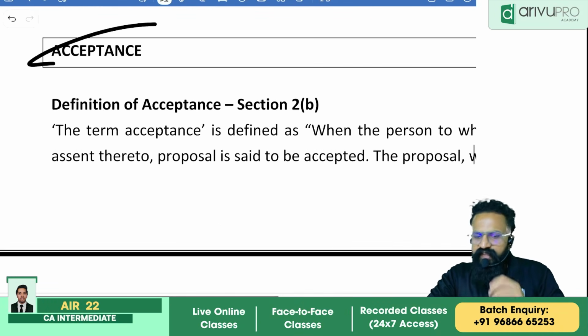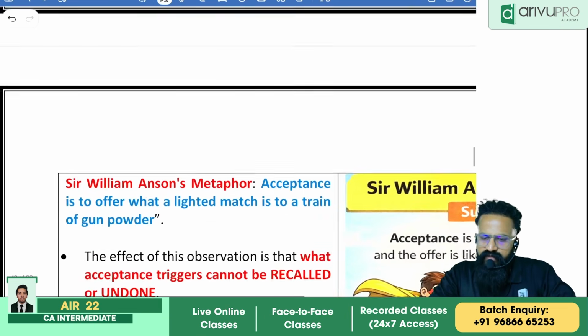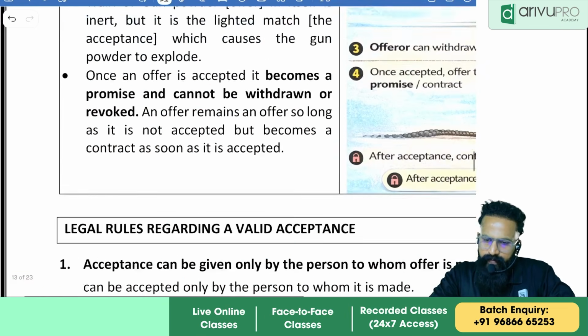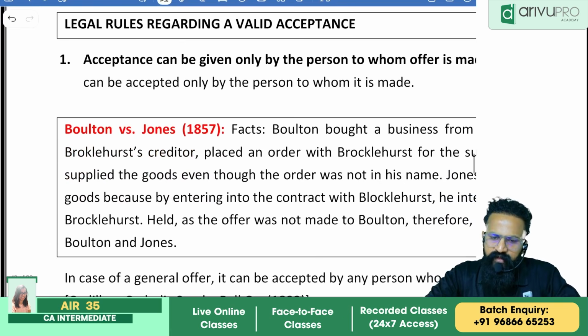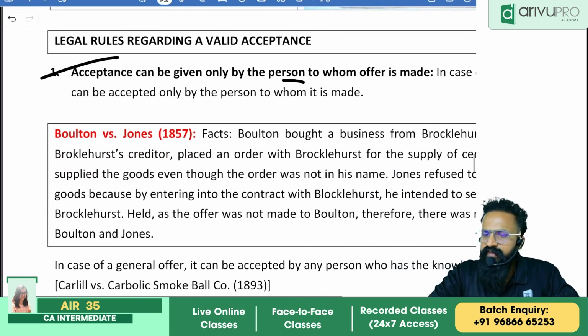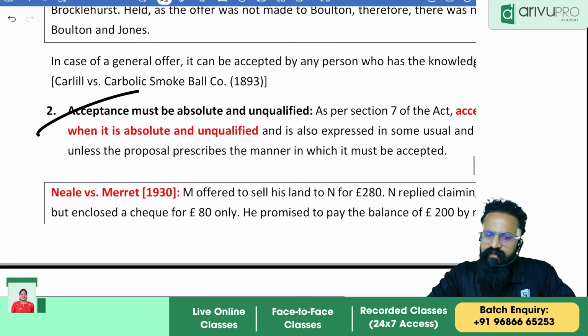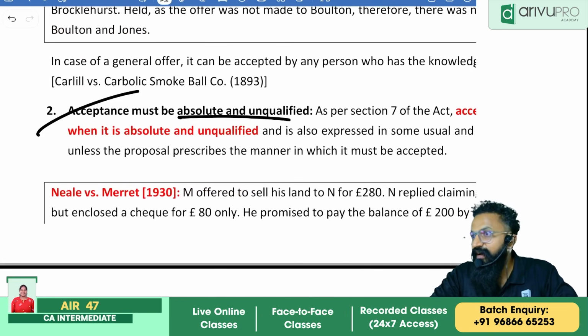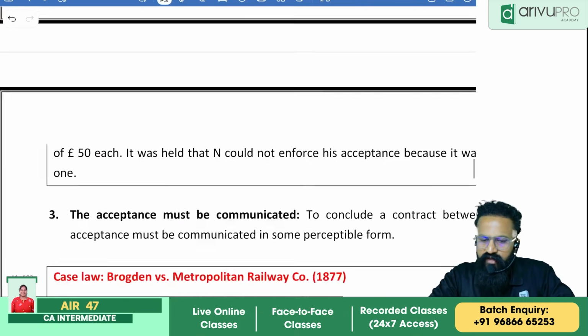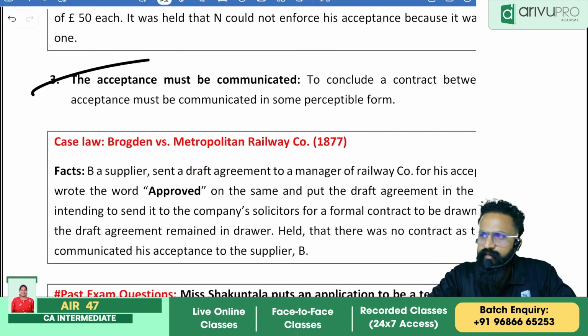Okay, next one is acceptance. Legal rules of acceptance. Acceptance can be given only by the person to whom the offer is made. What type of offer is that called? Specific offer. Acceptance must be absolute and unqualified. Counter offer. Acceptance must be communicated.